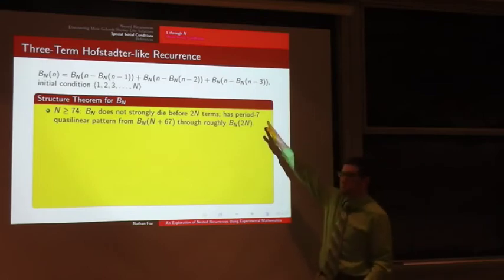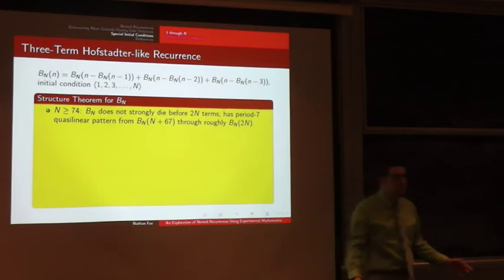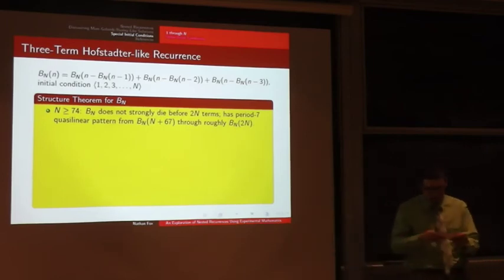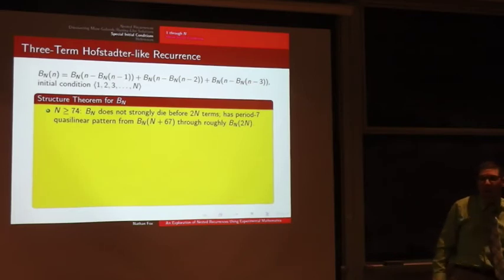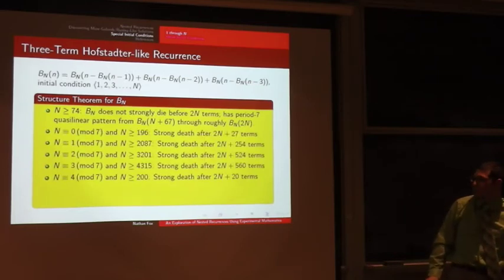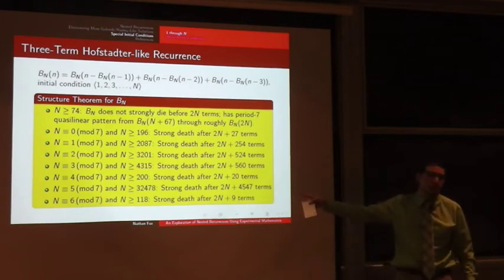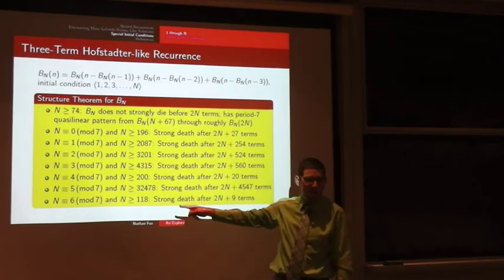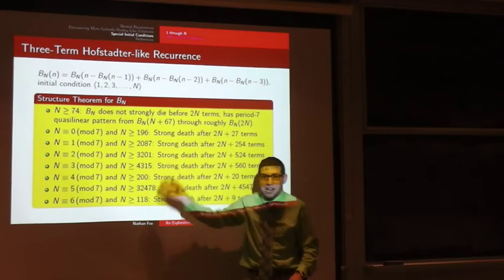So this is that recurrence that we saw that slow solution to earlier. This theorem is going to, in some sense, be more complicated than the previous, but in another sense it's simpler because there's no crazy tree. So if n is at least 74, there's a period 7 pattern in place of that first period 5 pattern. And then there are 7 possibilities, depending on n mod 7. All of them lead to strong death after not too many more terms. But you'll notice that some of these numbers are kind of big. And these are all tight. So like 3, 2, 4, 7, 1 doesn't work. This theorem does not apply to it.